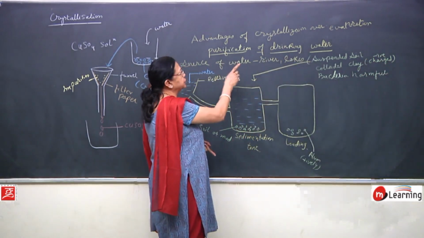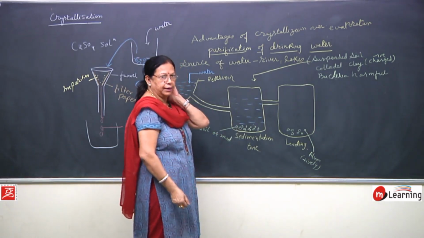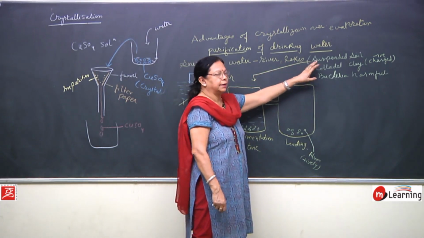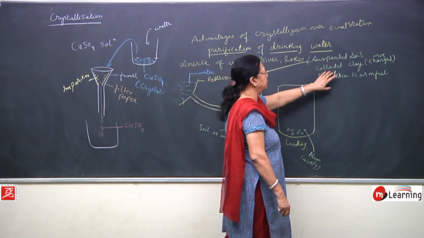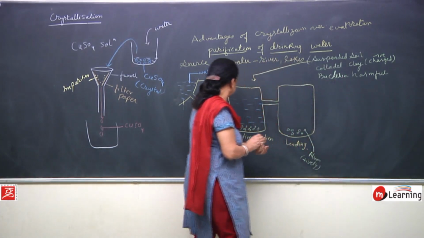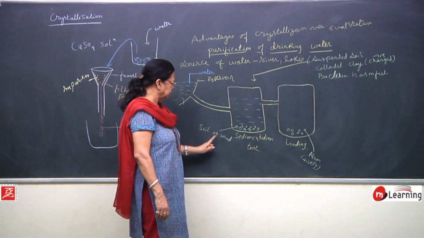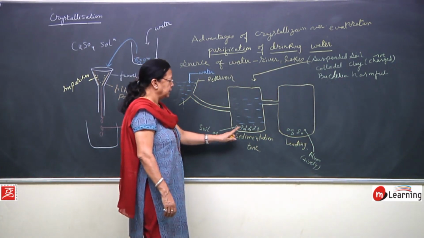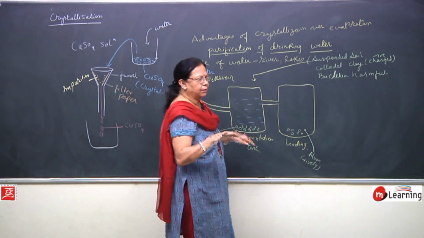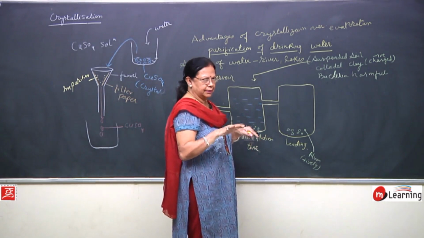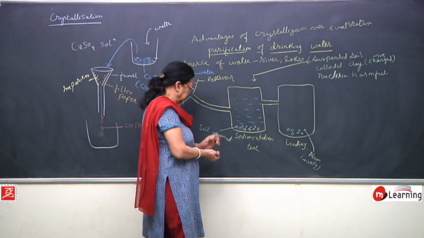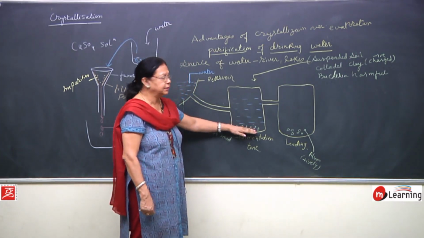We are doing purification of drinking water. The drinking water which we get comes from rivers and lakes, and this water contains suspended soil particles, colloidal clay particles, and harmful bacteria also, right. So, we have done that. The soil or suspended particles are separated by sedimentation. Sedimentation means the water is allowed to stay undisturbed for a few hours, and all the soil or mud particles settle down at the bottom.